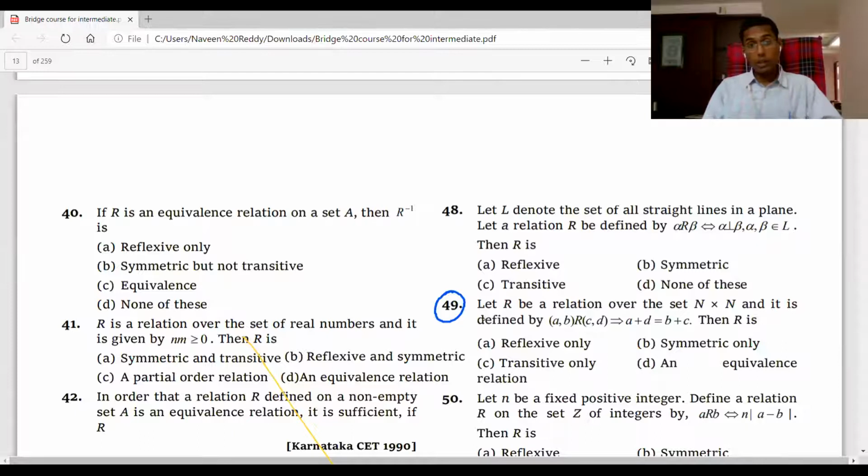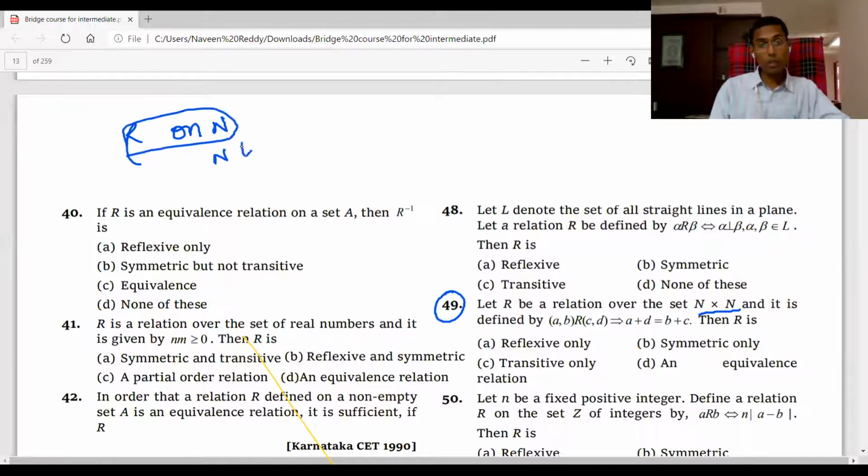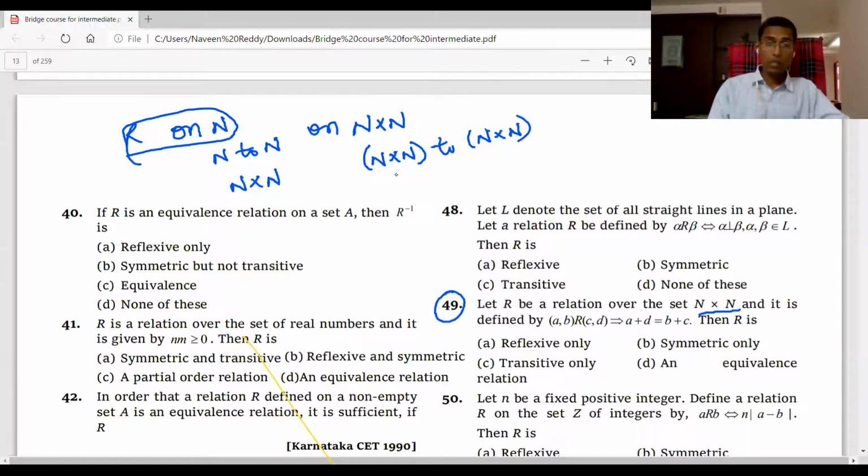So what is that? R is a relation over the set n cross n. Previously, R is a relation on n. On n means n to n, that is, a subset of n cross n. But here what is said? Over the set n cross n. It is a relation on n cross n, which means n cross n to n cross n. This point you should understand first. So here n cross n, what will be the elements of n cross n? Ordered pairs.